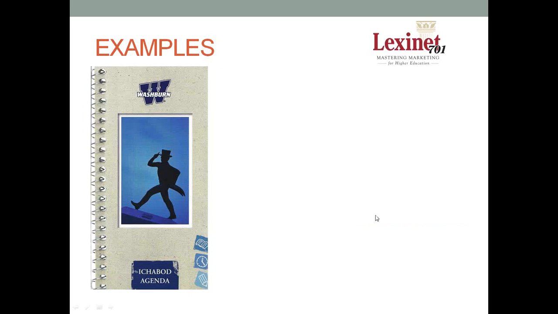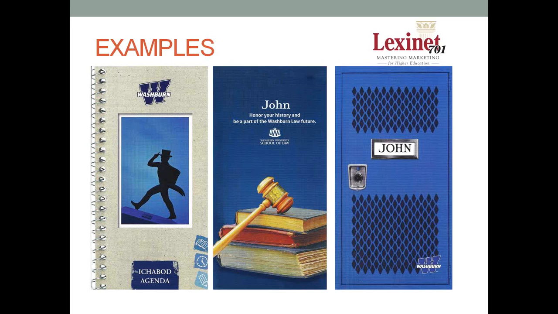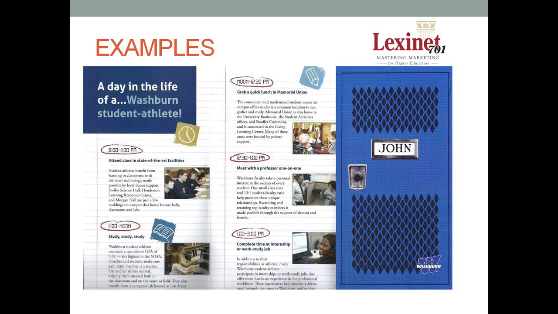Now, this is an example of a static mailer front. Included in the same print run, using the same overall self-mailer format, was the School of Law version and the student-athlete version. These pieces were mailed to donors and prospective donors who were graduates of the university. If the graduate was a student-athlete while at the university, the inside of their self-mailer might look something like this: a day in the life of a Washburn student-athlete.